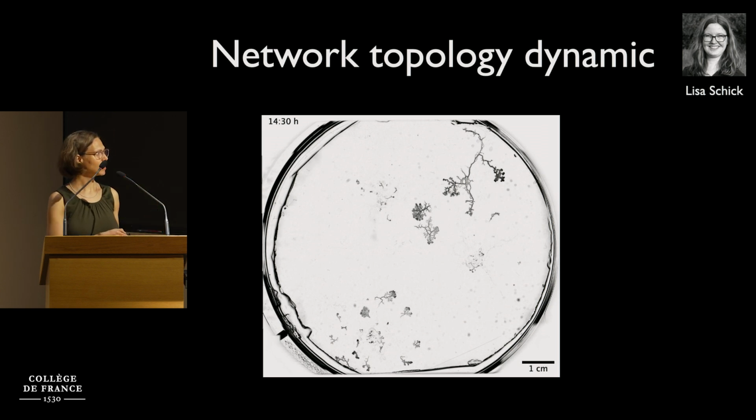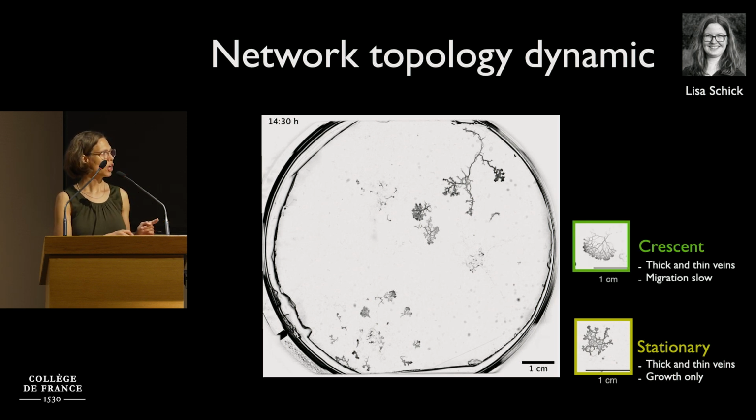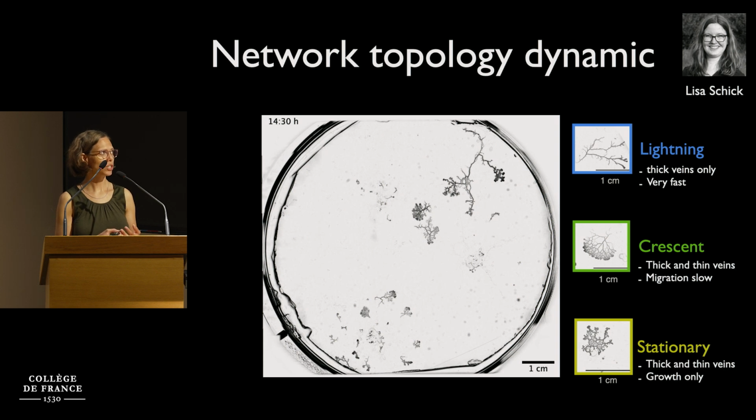So if we look at these network morphologies, we can actually identify 3 different states or archetypes. First of all, we have the stationary state with this interlaced network, which is not moving, but hanging out on a spot. Then we have a crescent shape, where we have a migration front with these fans here, still thick and thin interlaced veins, and it's moving slowly. And we have a lightning state, which has only thick veins, and it's moving very fast.